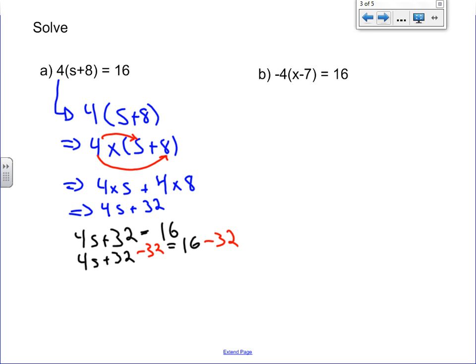So we're left over with this side with 4s is equal to negative 32, and then now we're going to get the s by itself by dividing by 4, dividing by 4 to get s is equal to negative divided by a positive. It's going to be negative 32 divided by 4 is negative 8 for our answer. So this is again building on some of our old lessons. Let's move on to the next example here.